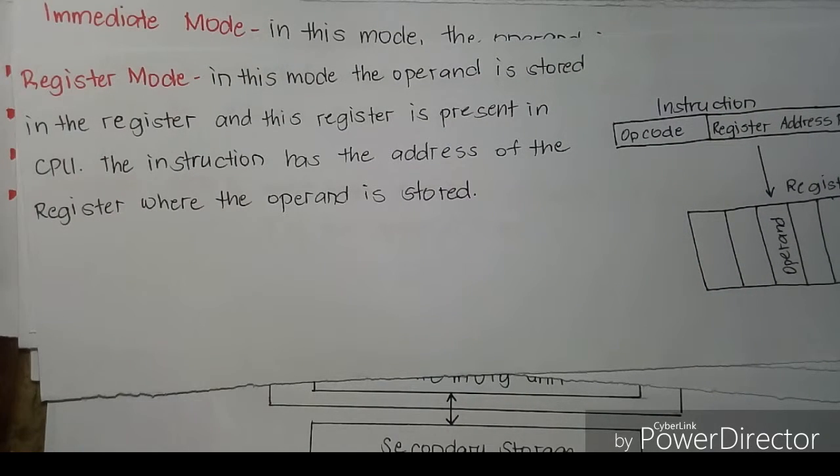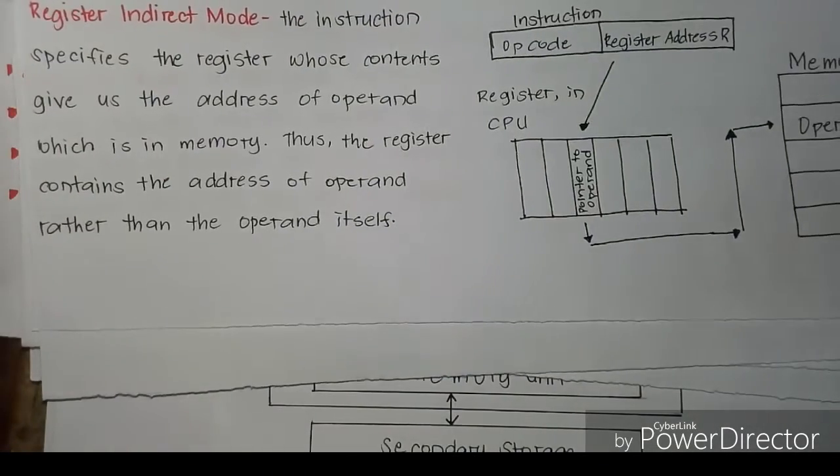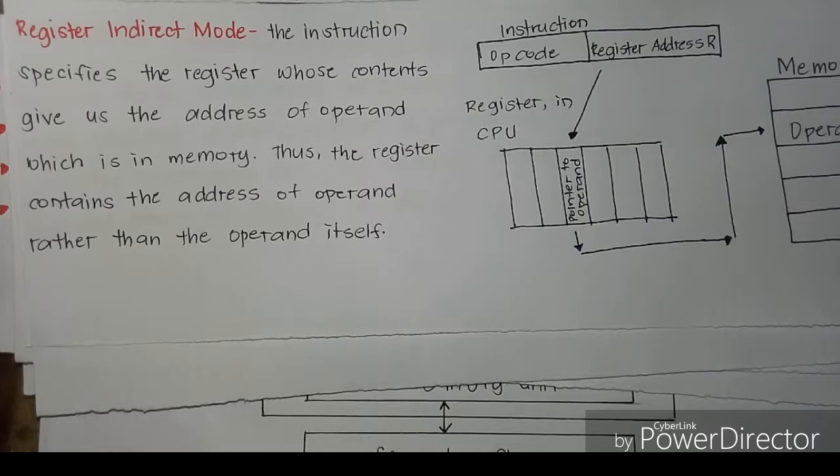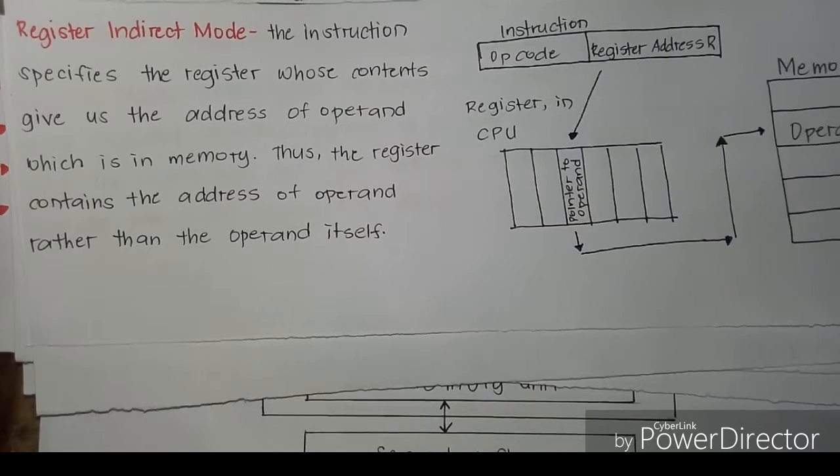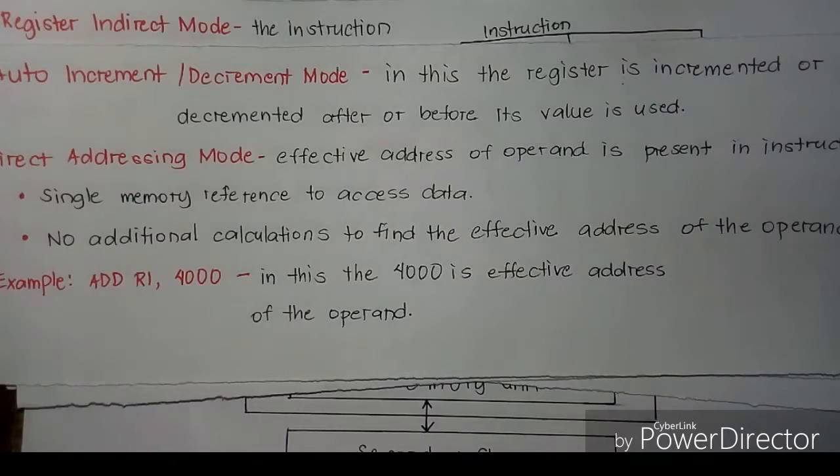Register mode. In this mode, the operand is stored in a register, and this register is present in the CPU. The instruction has the address of the register where the operand is stored. Next, register indirect mode. The instruction specifies the register whose contents give us the address of the operand, which is in the memory. Thus, the register contains the address of the operand rather than the operand itself.